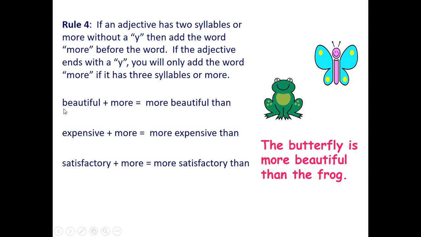So, for example, I have the word beautiful. How many syllables we got there? Beautiful. That's three syllables. I wouldn't want to say that person or that flower is beautifuler. That grammatically does not sound correct. So since it's got three syllables, instead of putting ER at the end, we're going to put the word more out in front. And so I would say, like we have an example over here, the butterfly is more beautiful than the frog.